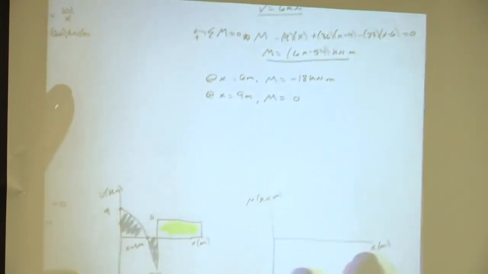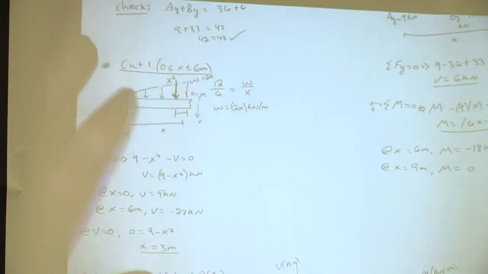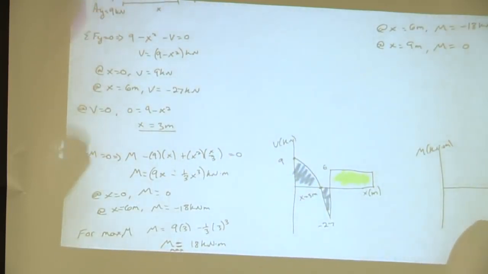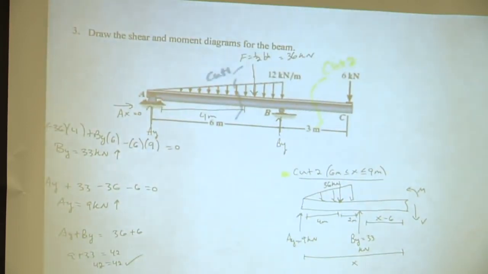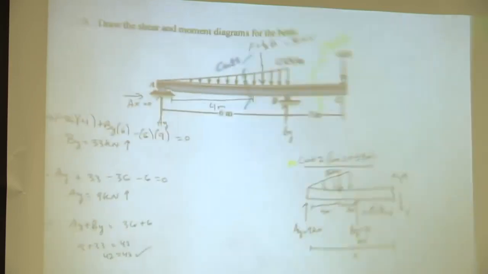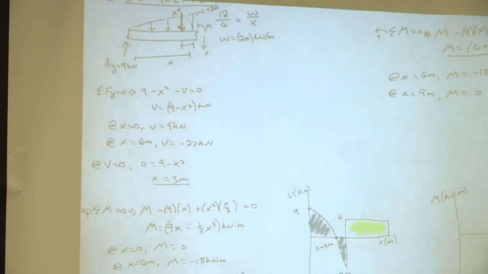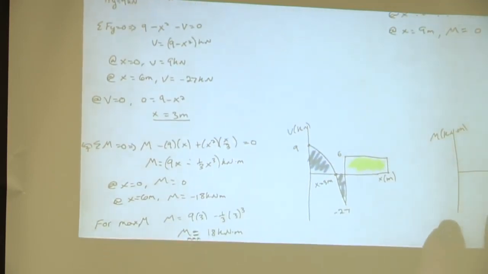Now, go to our moment. So from over here at x equals 0, so m equals 0, and what's one way to check that makes sense? This is support. Awesome, so we have a support reaction at A, so can it bend at A? Nope, so it has to be 0.